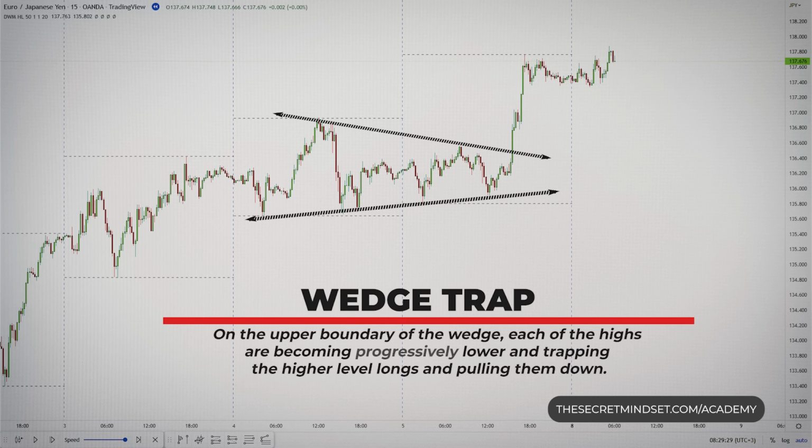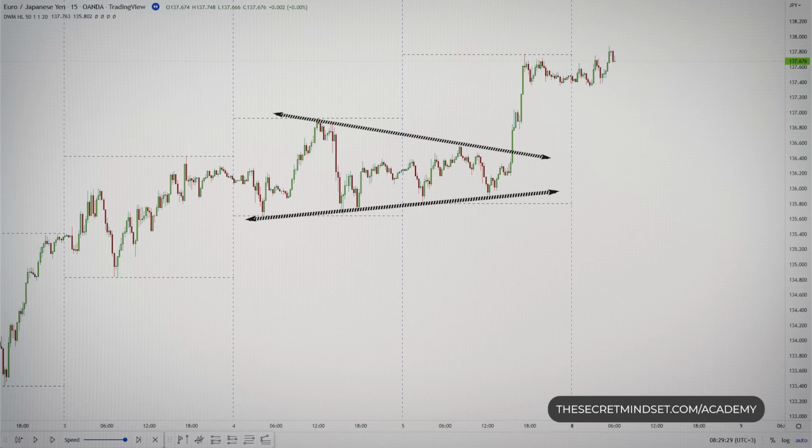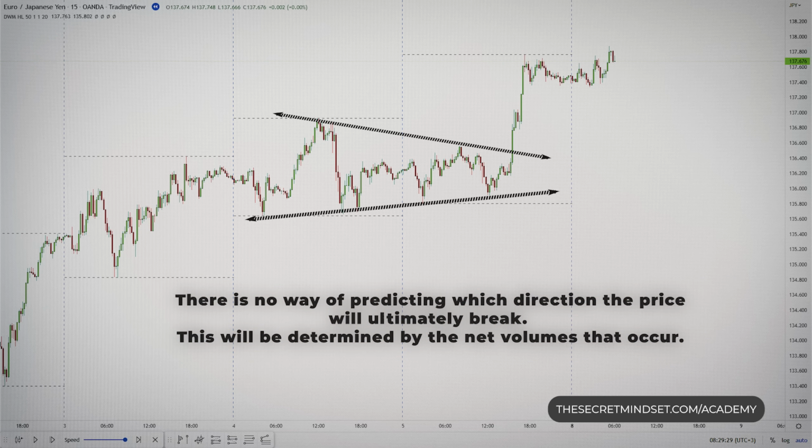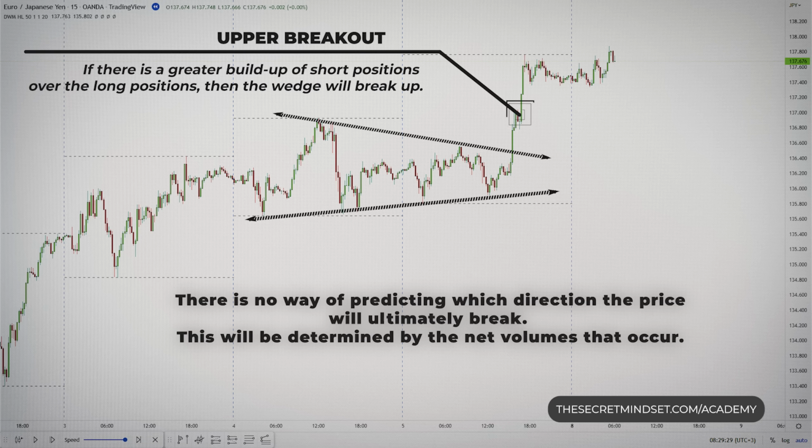Similarly, on the upper boundary of the wedge, the same thing is happening, with each of the highs becoming progressively lower and trapping the higher level longs and pulling them down. There is no way of predicting which direction the price will break. This is determined by the net volumes that occur. In other words, if there is a greater buildup of short positions over the long positions, then the wedge will break up.